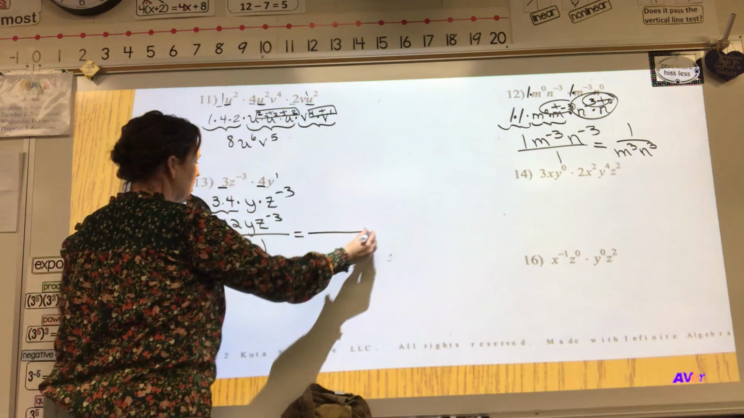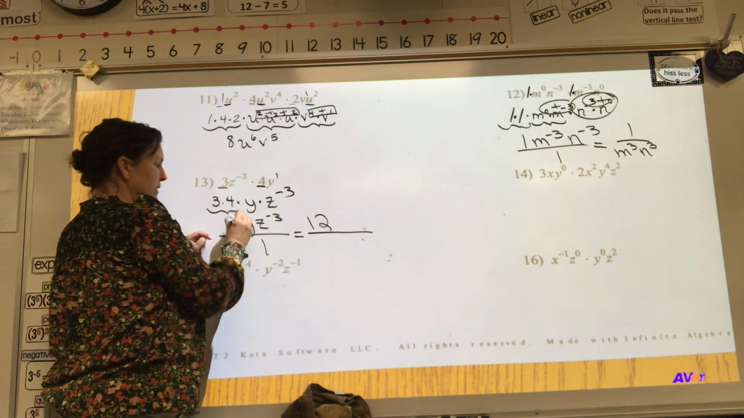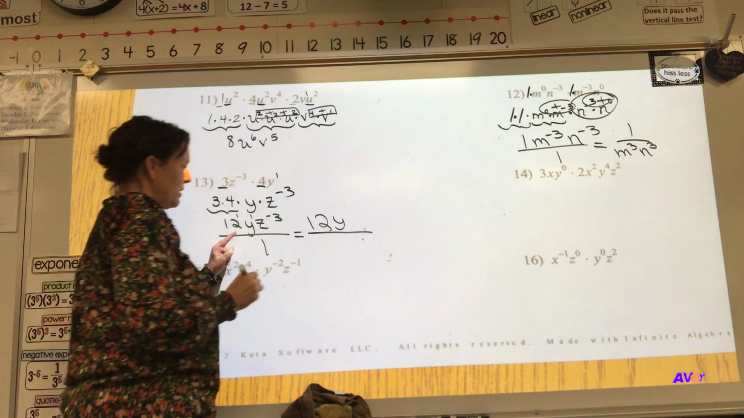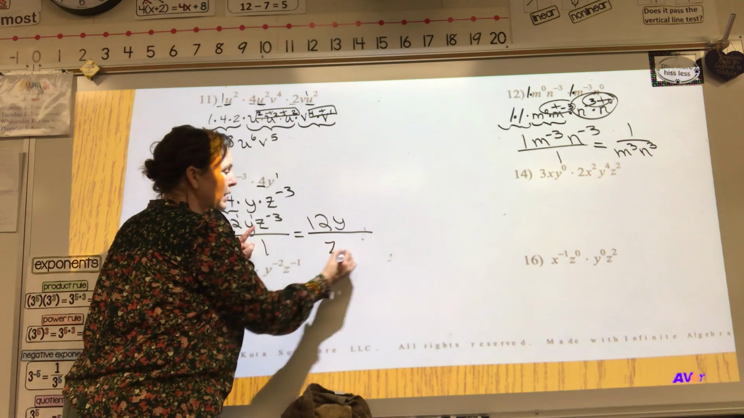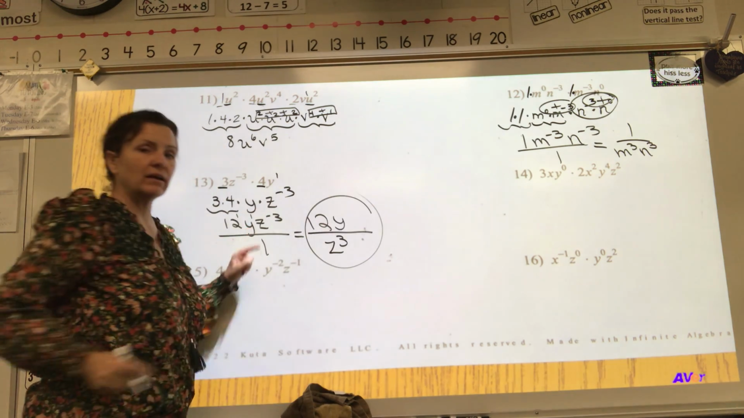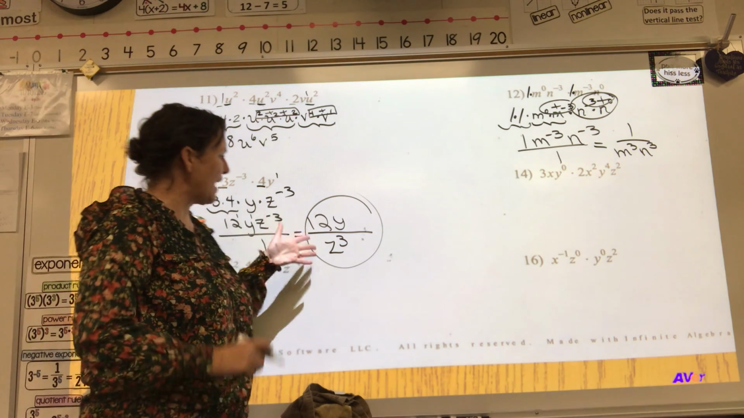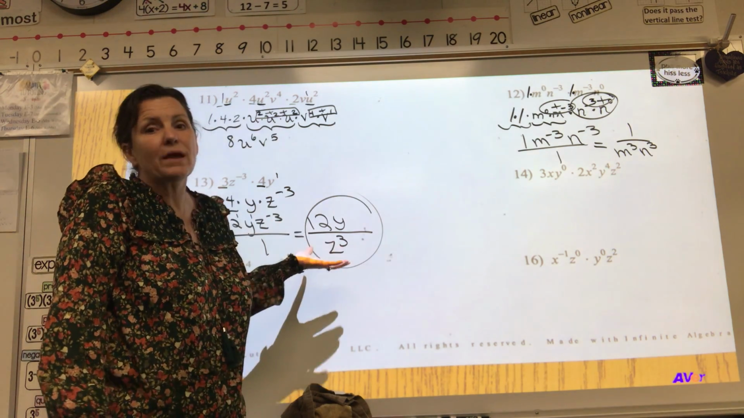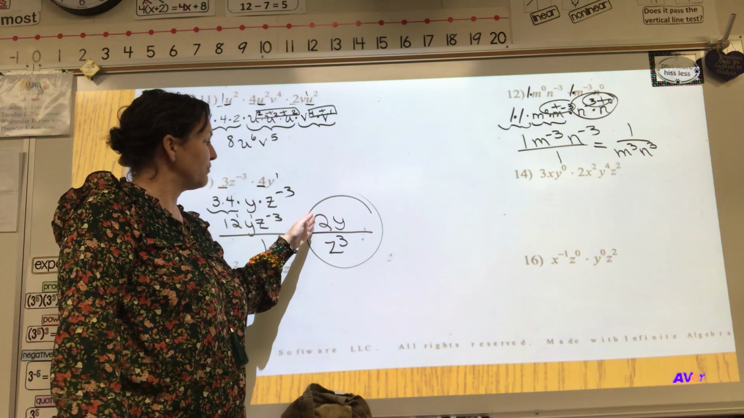We do have an apartment complex where 12 wants to stay. He has a positive exponent of 1. Y wants to stay. He also has a positive exponent of 1. And Z would like to move. Final answer. Ms. Miller, if I don't write it that way, is it wrong? Yes, this is the way it needs to look. Coefficients should always be in the front.